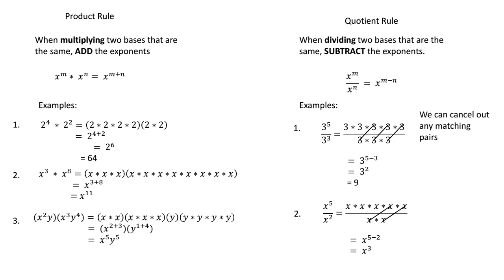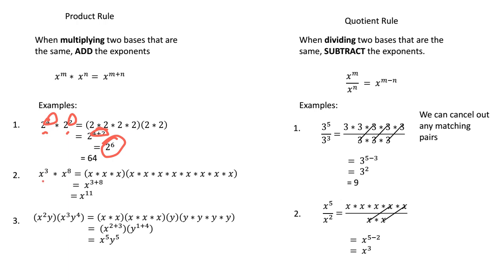The first rule is the product rule, and it says when multiplying two bases that are the same, we are going to add the exponents. And then I even have examples of what that would look like. So the base is 2, therefore this 4 and that 2, I can go ahead and add. That tells me I'm really going to be multiplying those 4 2's and those 2 2's. So in total, I'm going to be multiplying 6 2's.